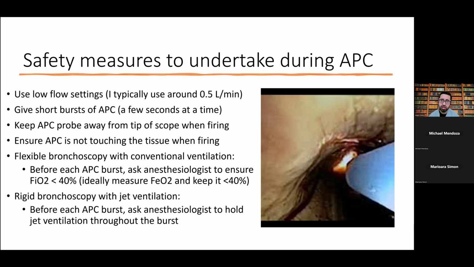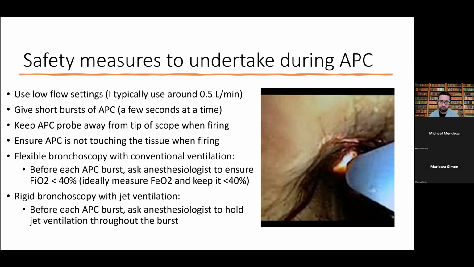If you're performing jet ventilation, as you might be doing during rigid bronchoscopy, that is how I have my anesthesiologist ventilate the patient. When I'm doing rigid bronchoscopies, you must ask the anesthesiologist to absolutely and completely hold the jet during your burst.